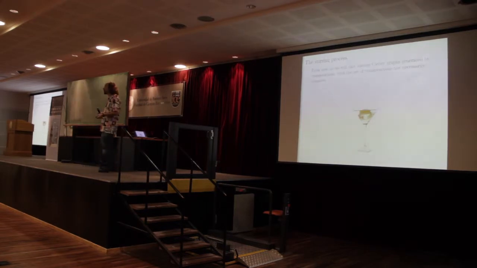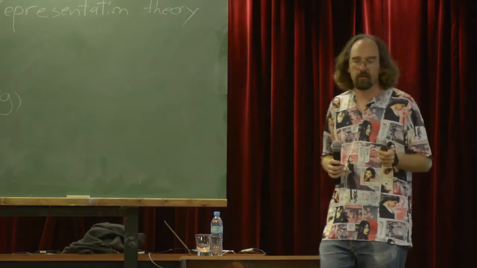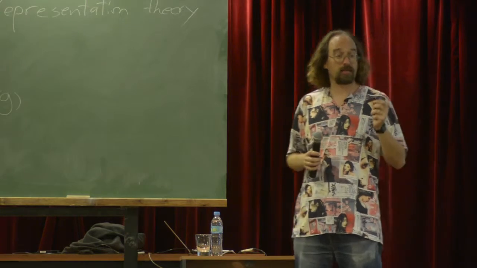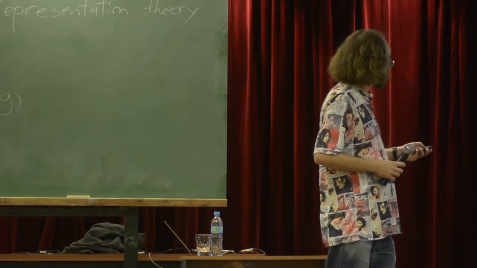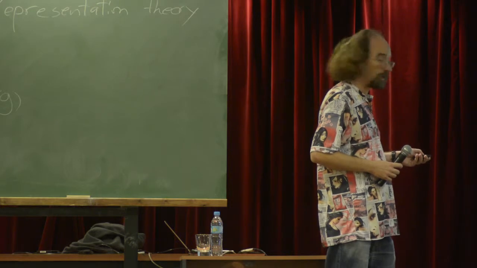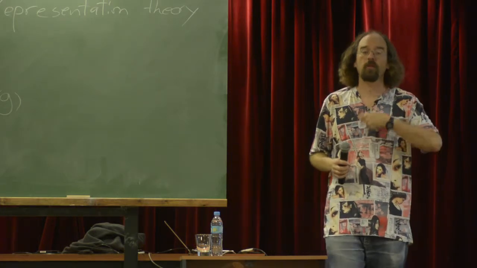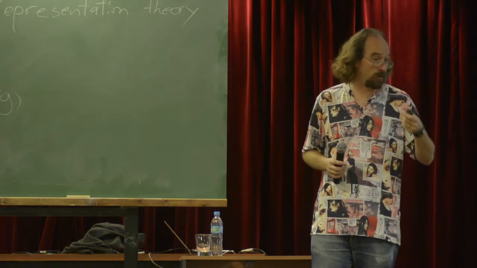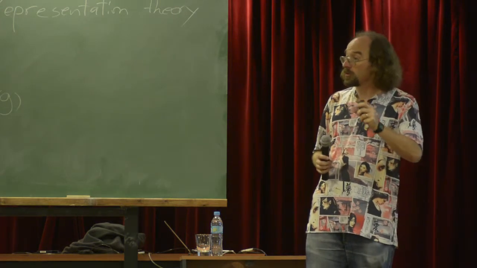Okay, now we go to the stirring process. It's a different way to think about the Cayley graph. It's essentially just a different name for a Cayley graph generated by transpositions, but it's a very tempting way to look at things. If it's a Cayley graph generated by transpositions, then you can think about it as an interacting particle system. Particles are moving on a small graph of size n, whereas our Cayley graphs are of size n factorial. You think about it as particles moving on a much smaller graph, a graph of size n, with one edge for every transposition that you put in your generating set.